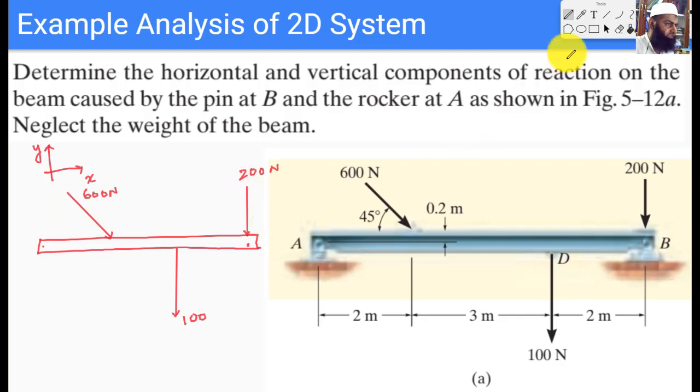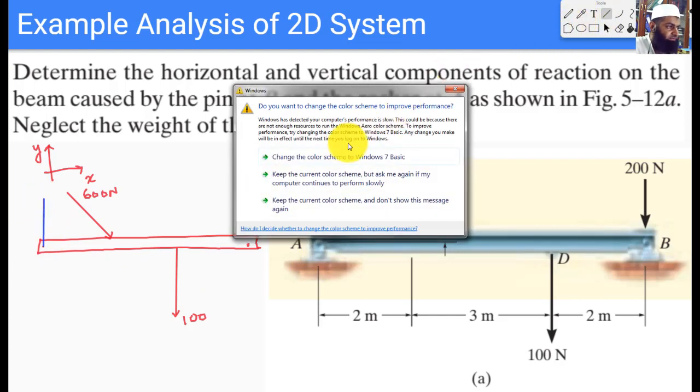These are all the known forces, and now we want to replace all the supports by unknown forces. So this support A is a rocker, and as we saw, a rocker provides a support force which is perpendicular to the surface below. So this support force would be vertically upwards.